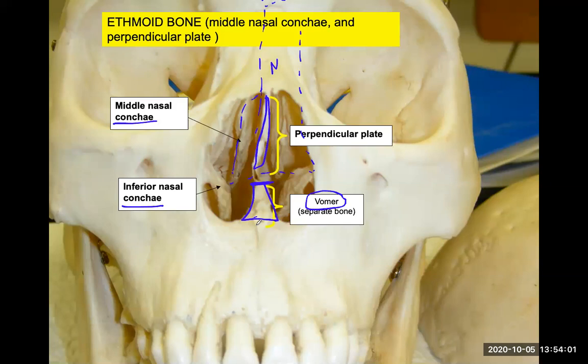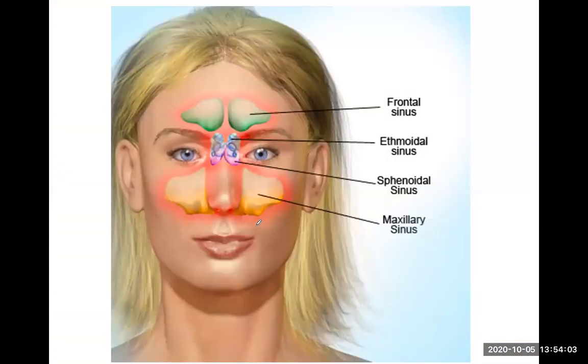Now, associated with your ethmoid bone, your sphenoid bone, your frontal bone, and your maxilla, you have what we call the paranasal sinuses. These are basically openings inside the skull bones, and they produce mucus. They are part of the respiratory system. They also help lower the weight of the skull, as they are openings inside the bony structure.